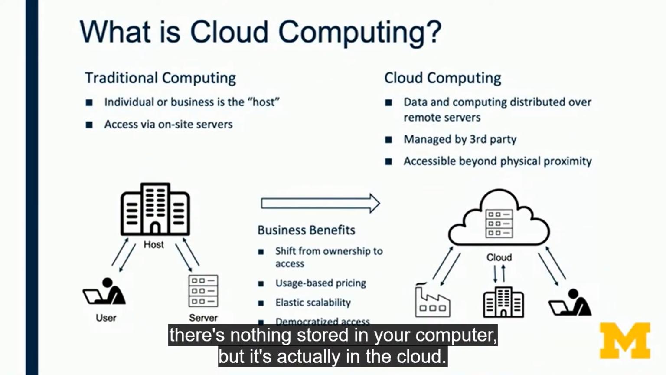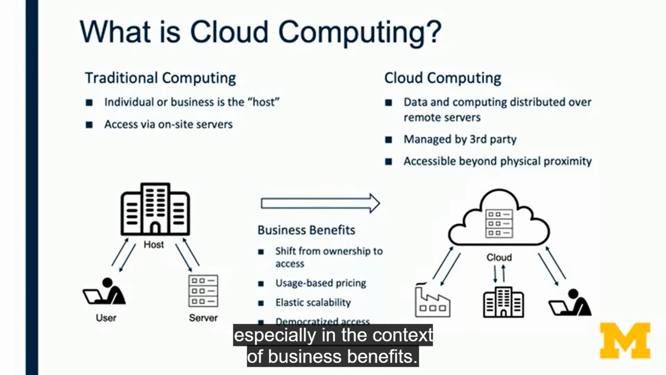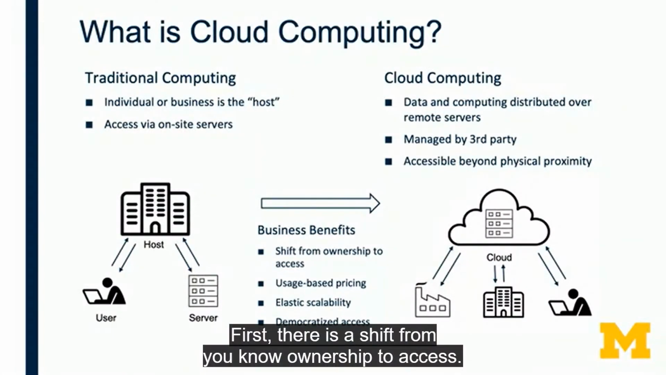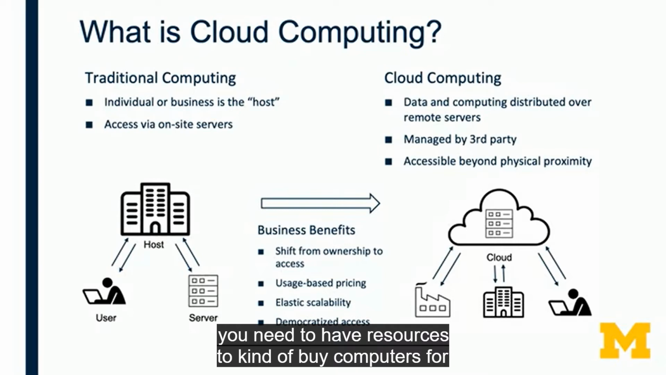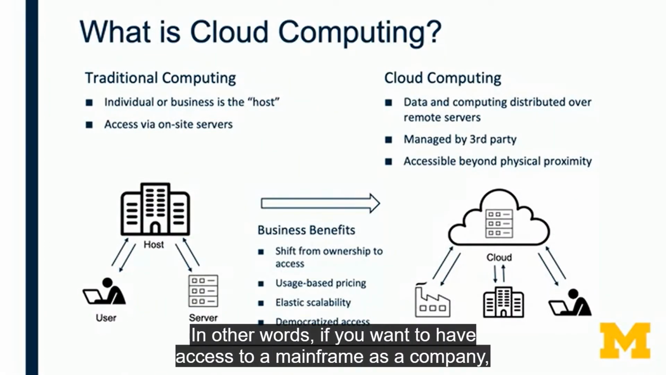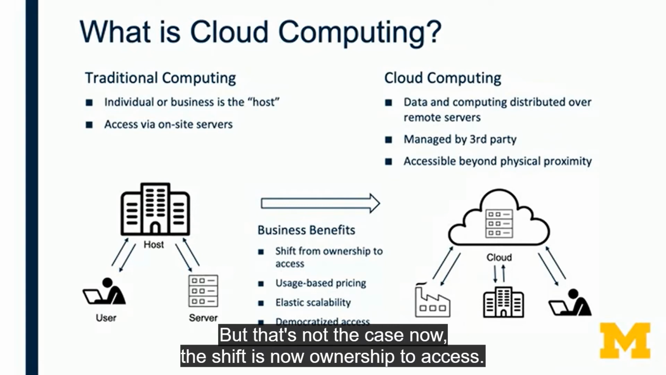This is a fundamental transformation in various ways, especially in the context of business benefits. First, there is a shift from ownership to access. In traditional computing, we believe that you need to own the computer, you need to have the resources to buy computers to have access to those computing capabilities. In other words, if you want access to a mainframe as a company, you have to own the mainframe, right? But that's not the case now. The shift is now from ownership to access.